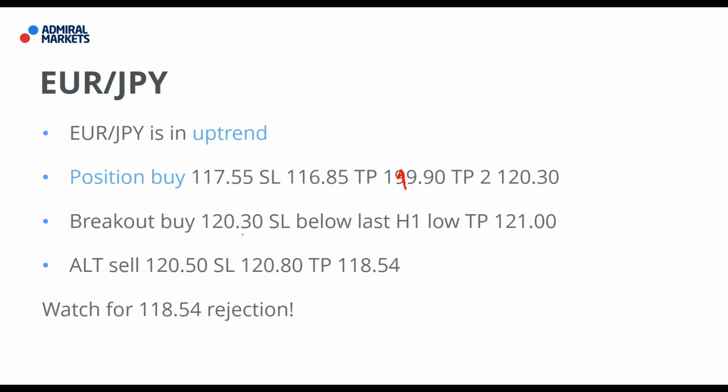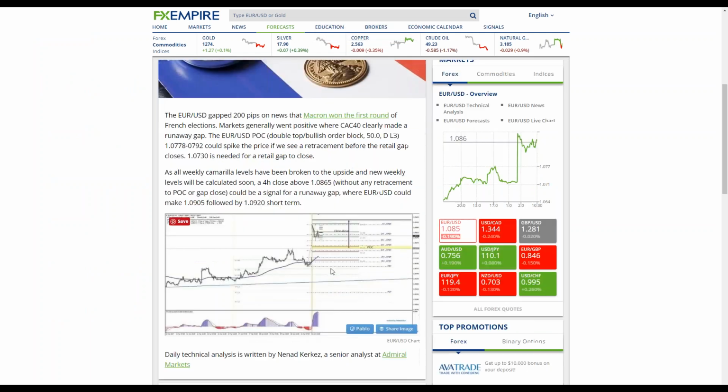119.90. I already did the analysis, guys. It was published today, and I tweeted immediately when it was published. It was a Forex Empire exclusive analysis. So I still think that this is a retracement, and if it gets down, it could reject.